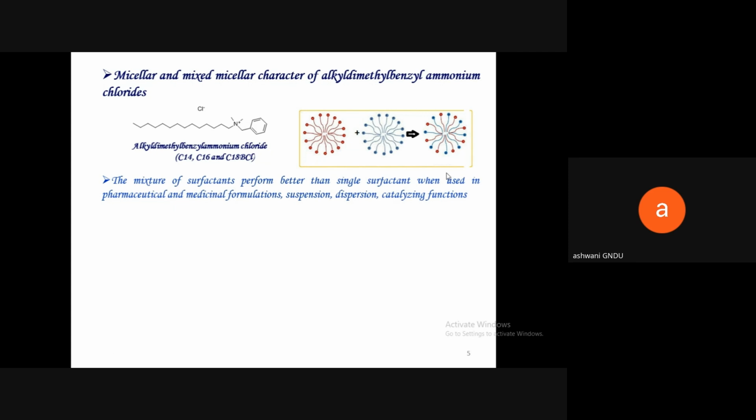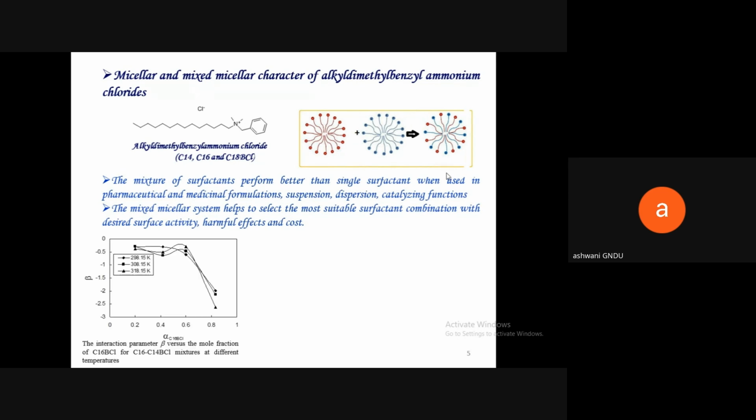Now these mixtures are very important because sometimes one surfactant is not good enough to perform certain applications in medicines and dispersion science. That's why we use two types of surfactants, so as to reduce the effect of the other surfactant. These mixtures allow us to select the most suitable surfactant combination for the desired surface action and to reduce their harmful effect.